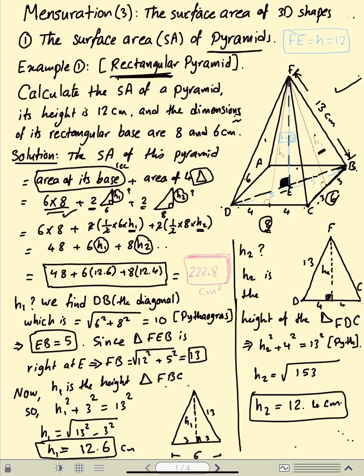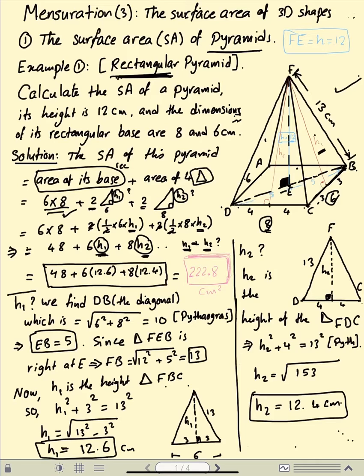So, simplifying this step here, 6 times 8 is 48, plus 2 with half will be gone, so 6h1 plus, 2 with half cancelling each other, 8h2. So it's enough only to find h1 and h2 to find the surface area of the pyramid. How do you find h1 and h2, my dear students?